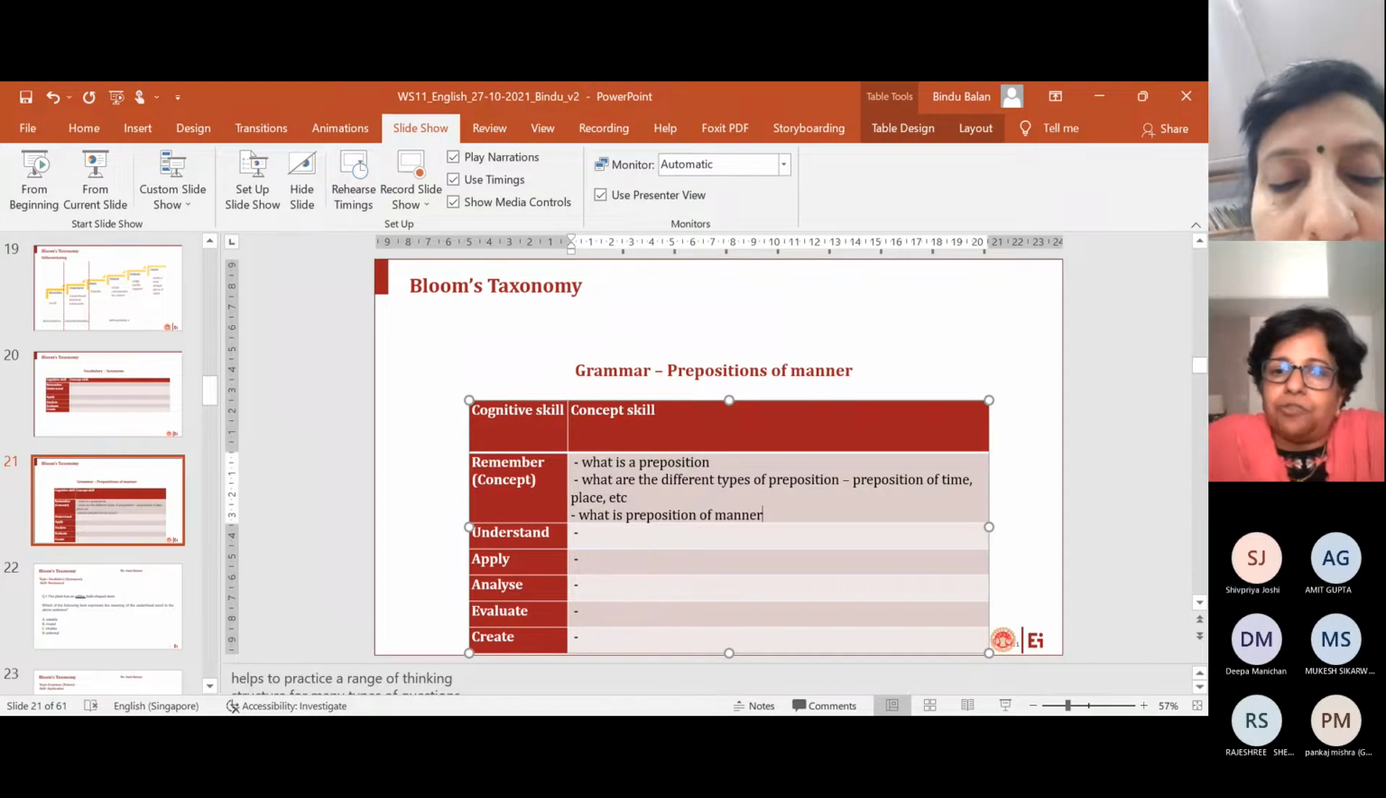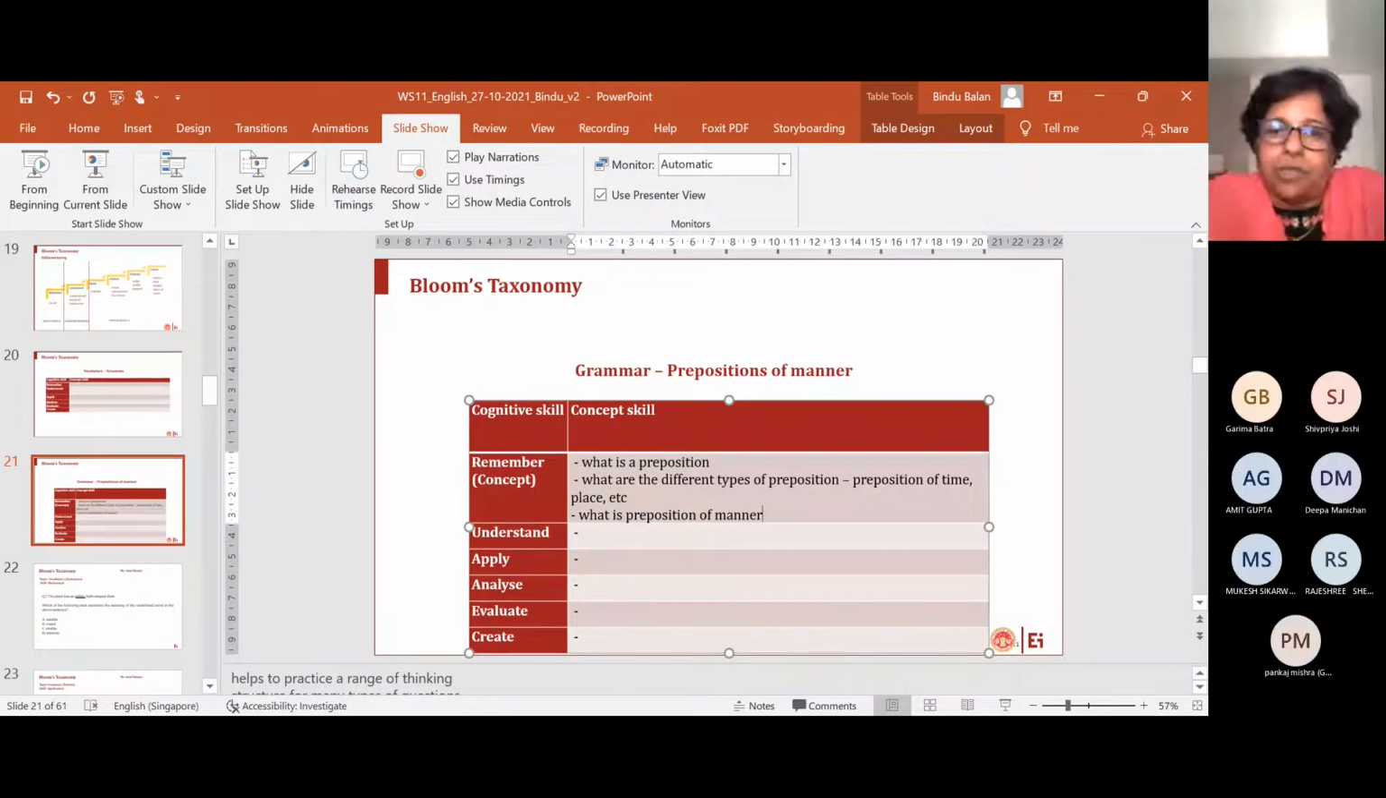What is a preposition of manner? This is where you're introducing the concept. At the remember level, you will teach them what a preposition is as a refresher. Then what the different types of prepositions are, and then you will come to your lesson, which is about prepositions of manner. What is a preposition of manner? This is where the remembering skill stops.